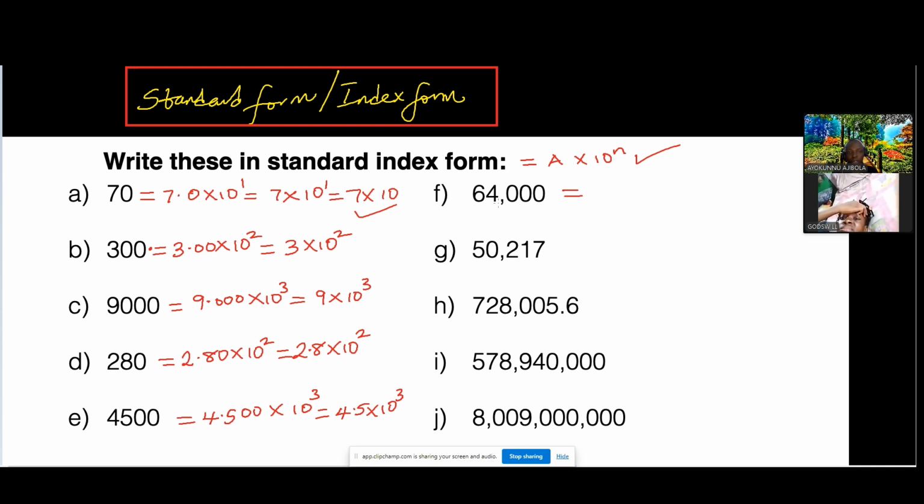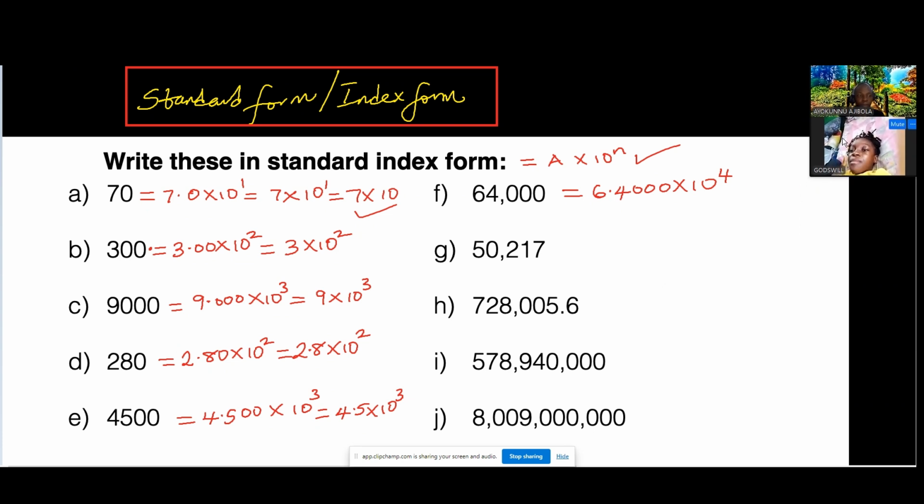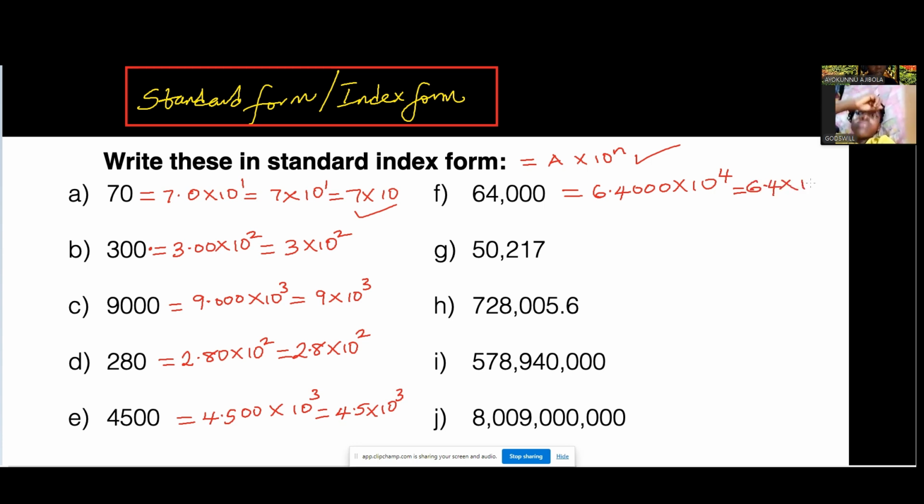The sixth question, 64,000. This is 6.4000 times 10 raised to power what? Can you guess the power? One, 2, 3, 4. Right? Yes. Good. Let's check the next one. If we are going to count the numbers, then yes, you're going to count it. So this is still the same thing as 6.4 times 10 raised to the power 4, okay?